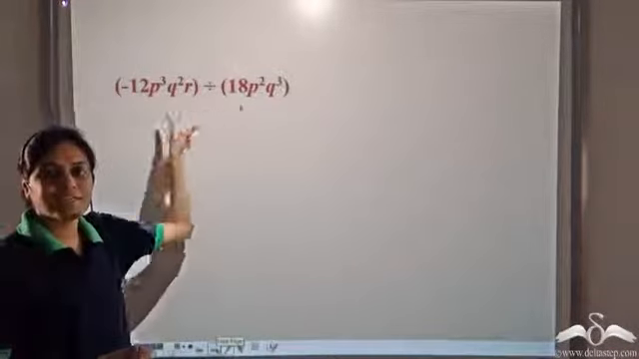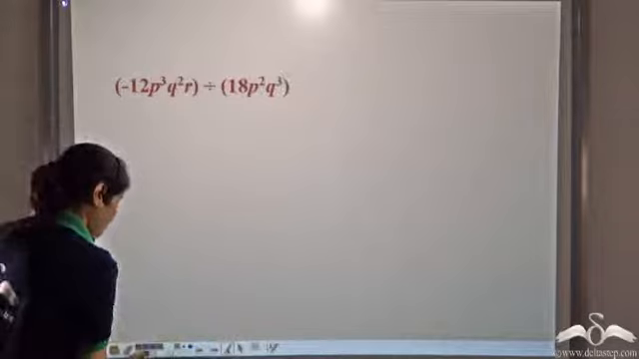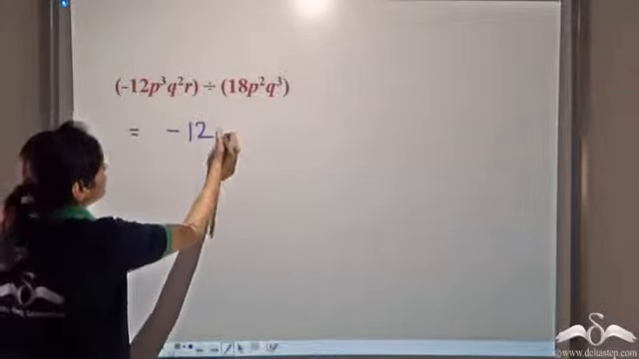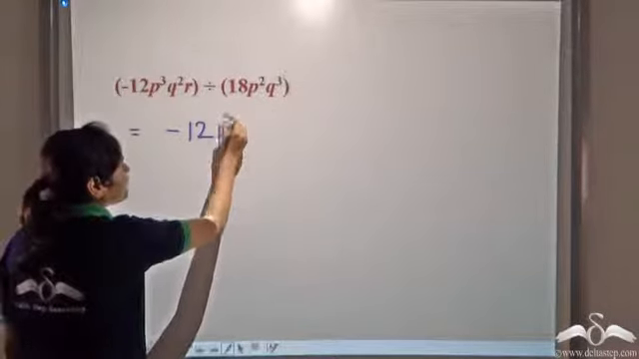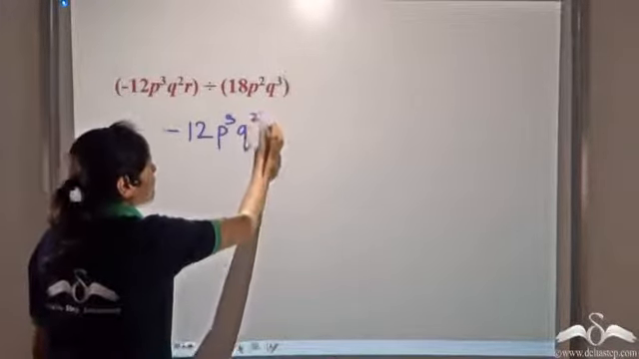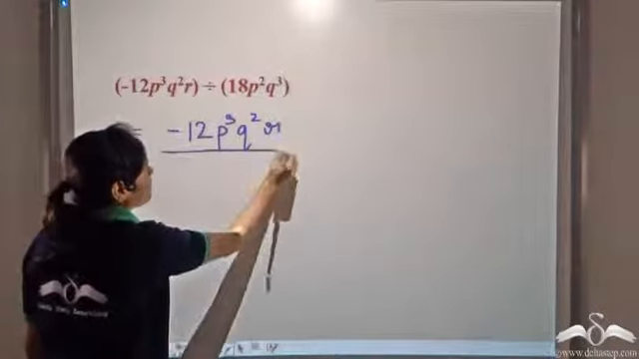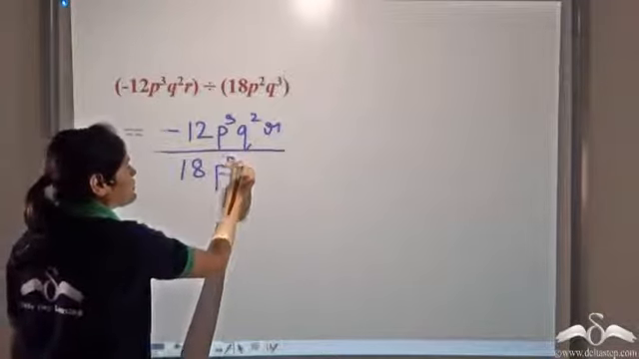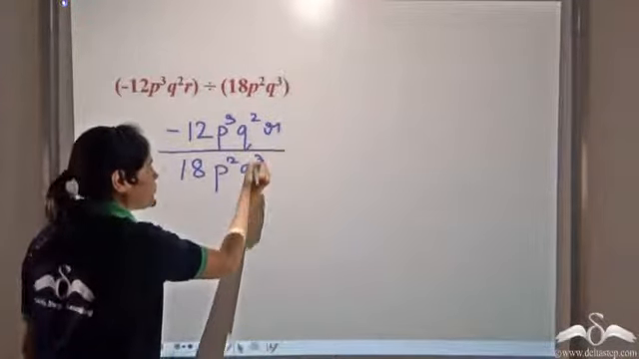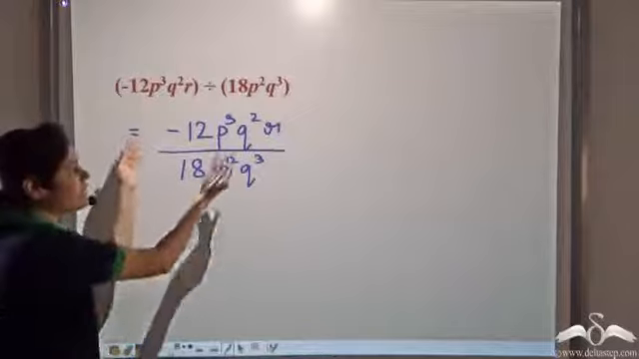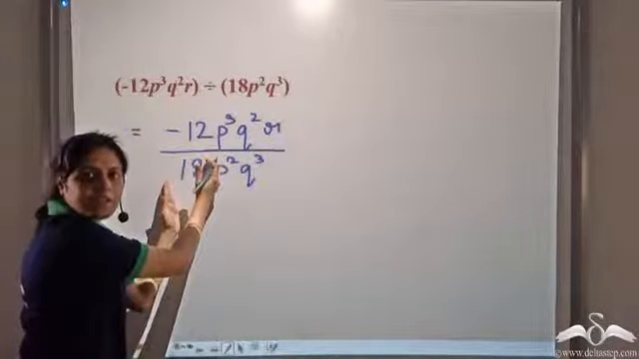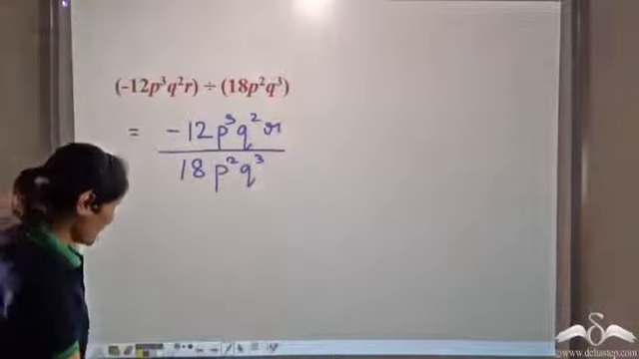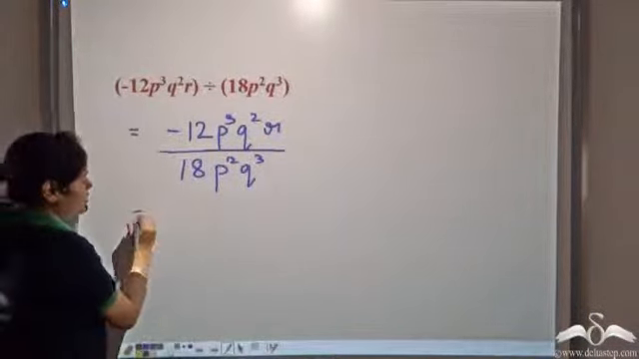Now let us divide these two monomials. So it is negative 12 p cube q square r divided by 18 p square q cube. Again, we need to divide the numeric part with the numeric part and the algebraic part by the algebraic part. So let us see how we do it.